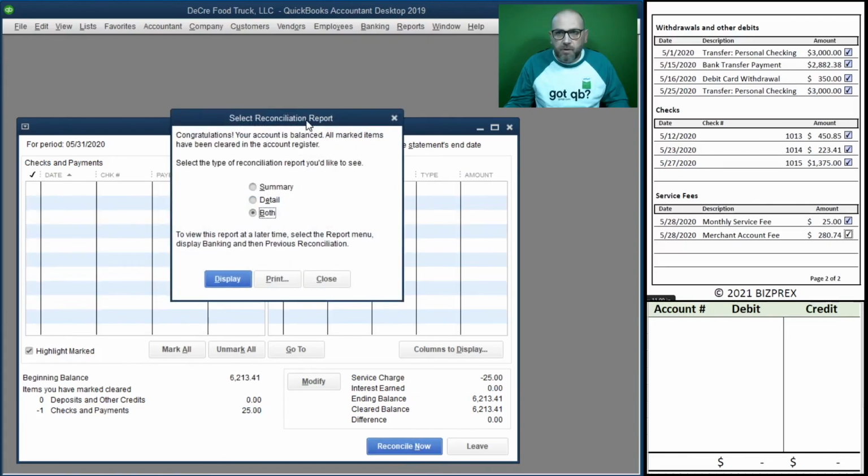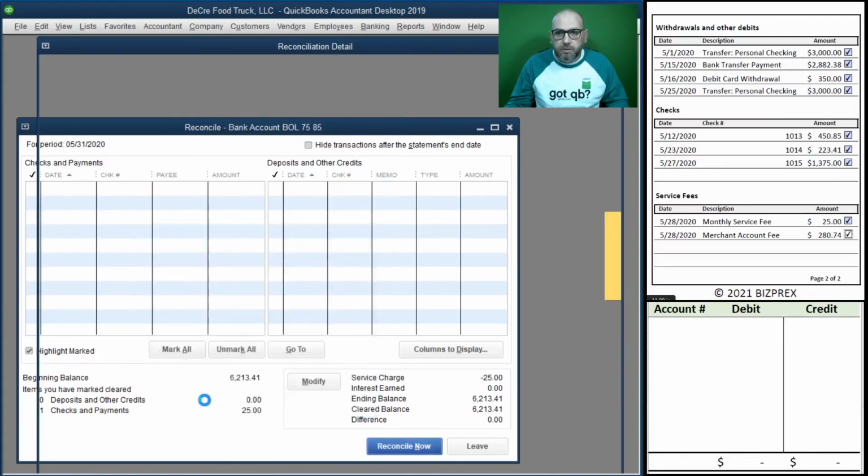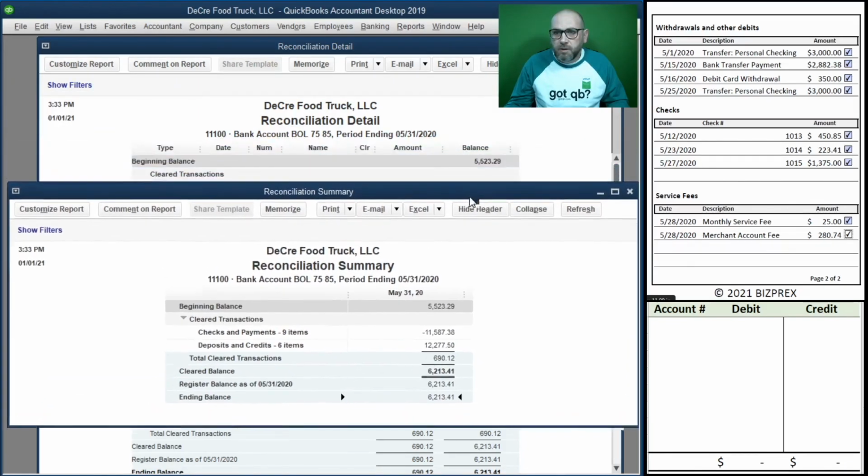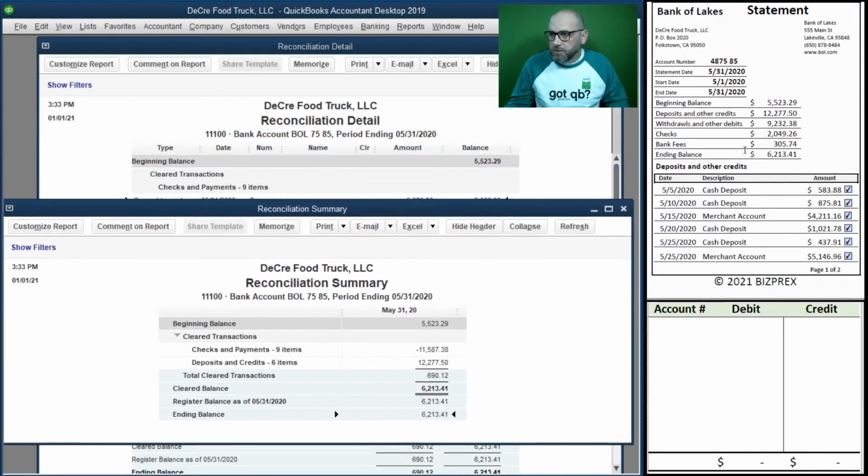All right, we're going to print reports. Well, in this case, we're going to just display them. Let's make sure that our balances still coincide. Yes, they do. Everything is identical. Good. You can print it for your records and then attach it to the bank statements. That's what I typically do.